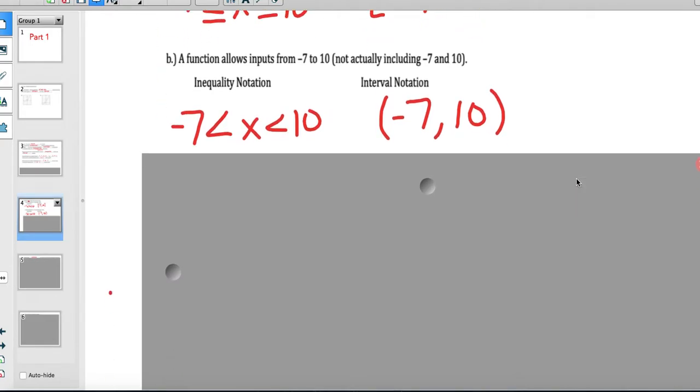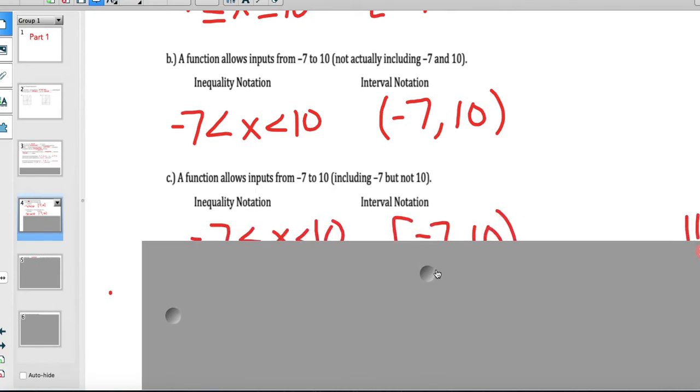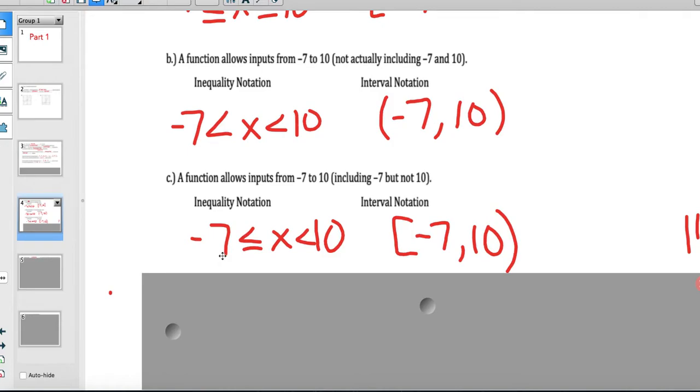And then the third option here is going to show that we're going to include -7, but not the 10. And so that would look like -7 is less than or equal to x less than 10. Notice that these two signs are different, and that's how we distinguish between including the -7 or not. And then in interval notation, we have -7, comma, 10, hard bracket here with the -7, soft parenthesis with the 10.